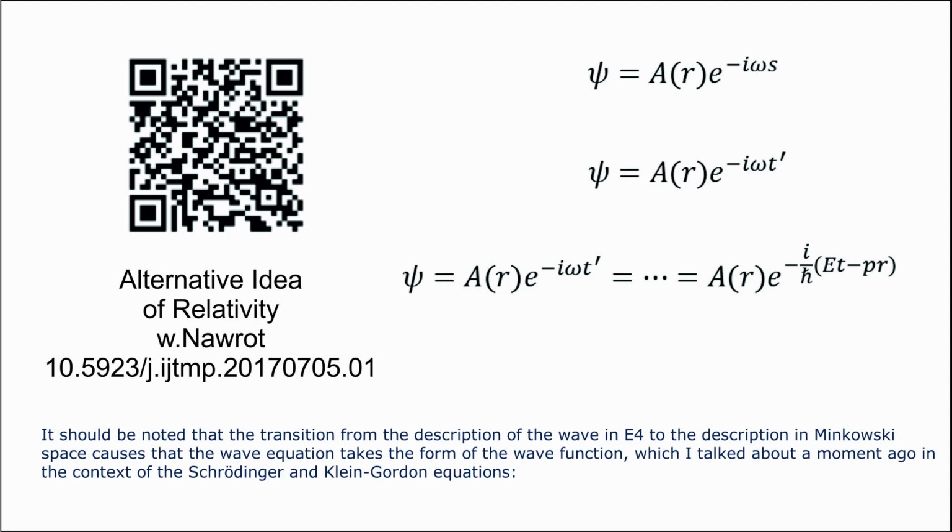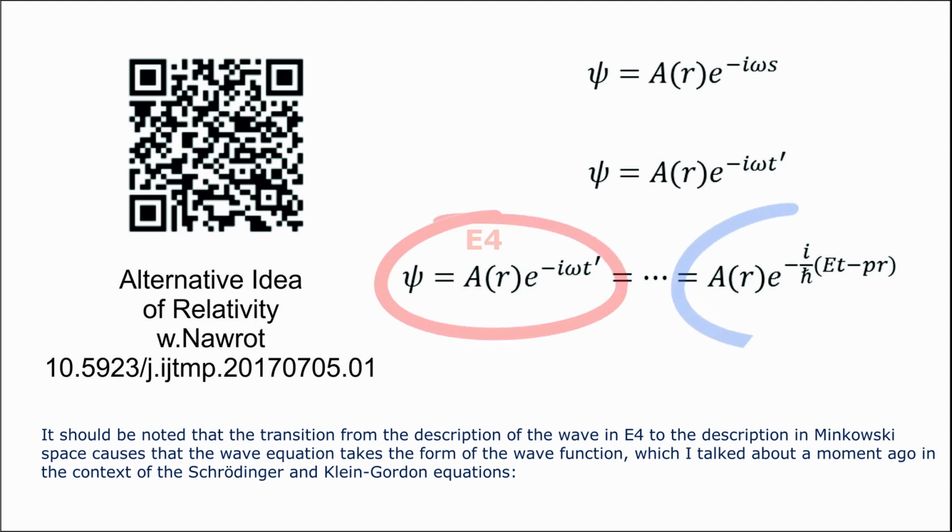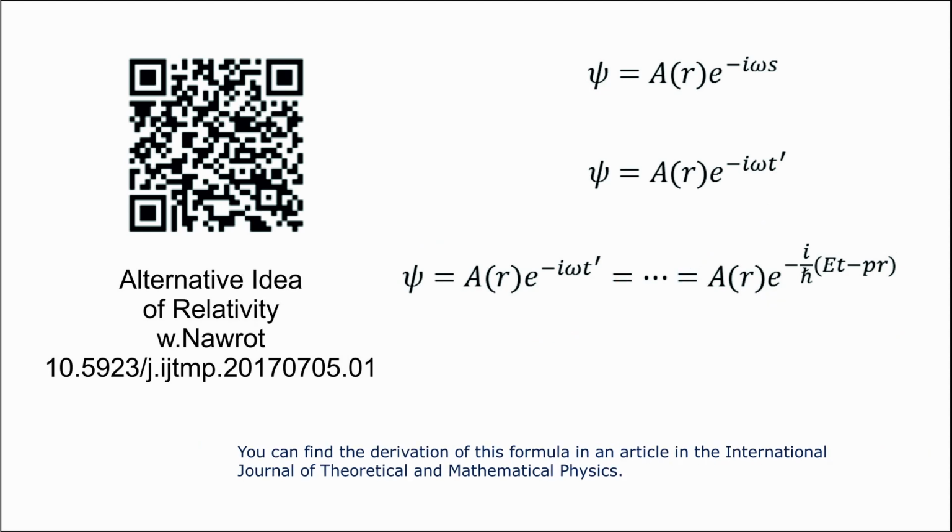It should be noted that the transition from the description of the wave in E4 to the description in Minkowski space causes the wave equation to take the form of the wave function, which I talked about a moment ago in the context of the Schrödinger and Klein-Gordon equations. You can find the derivation of this formula in an article in the International Journal of Theoretical and Mathematical Physics.